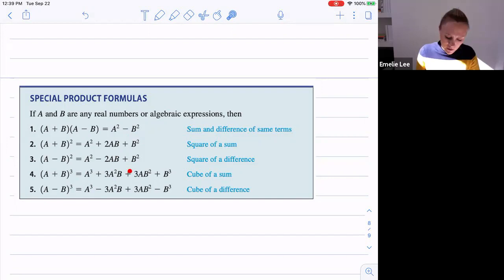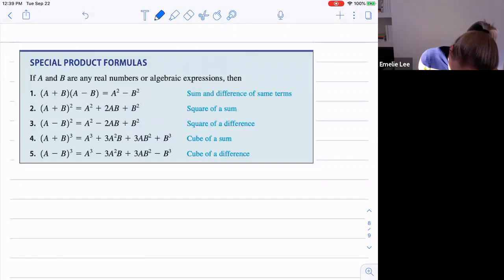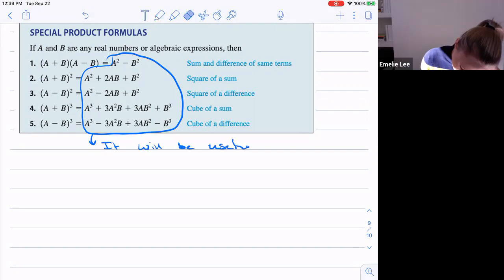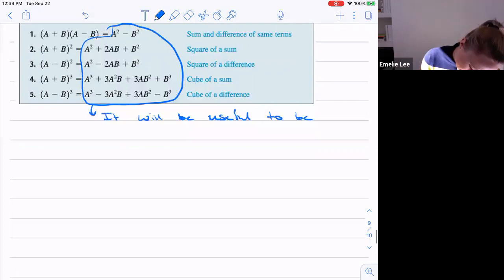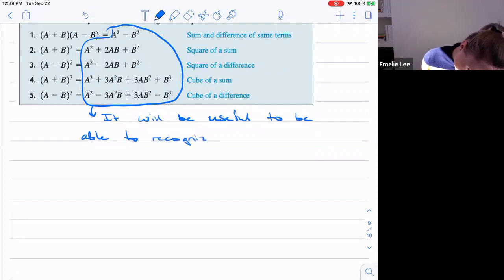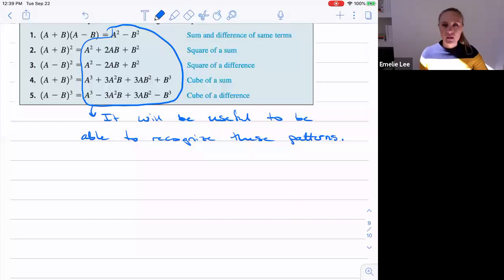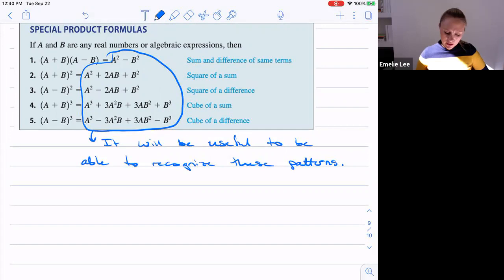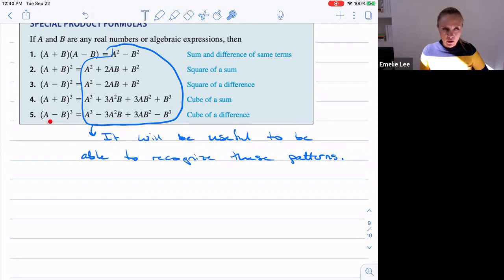So here, I'll just make a note. It will be useful to be able to recognize these patterns, mostly for factoring later on, but just to kind of get into the groove. So what I want to do as an exercise is, like I said, moving from the left-hand side to the right-hand side is not hard. Tedious, but not hard. Okay?